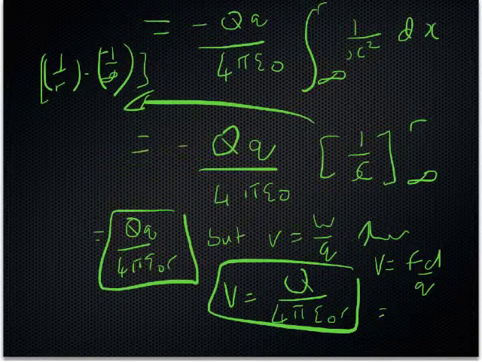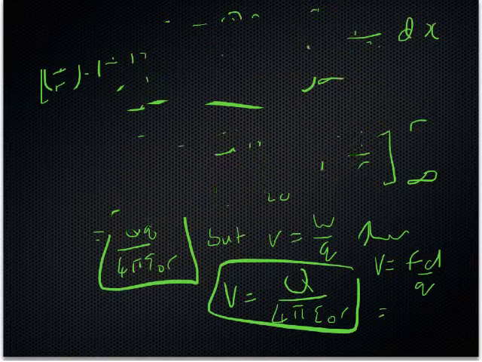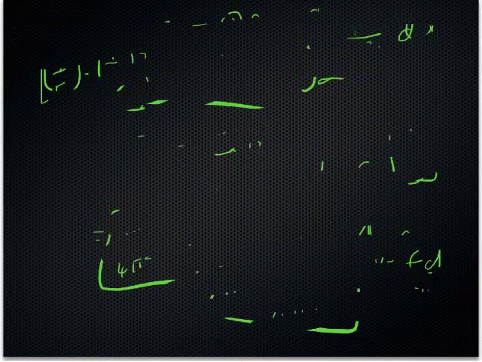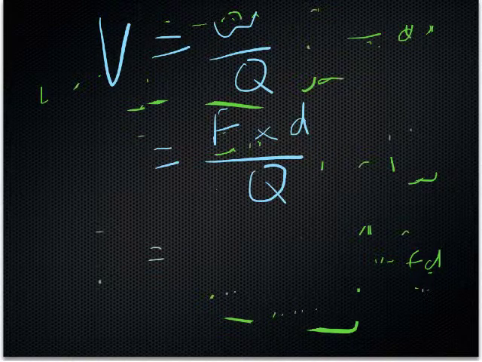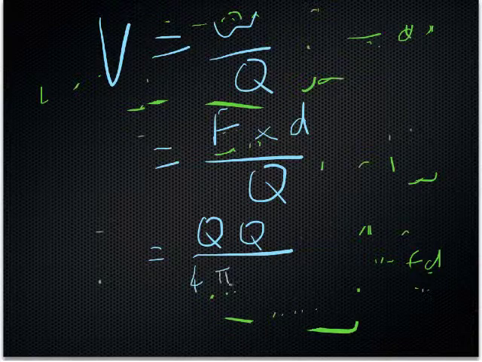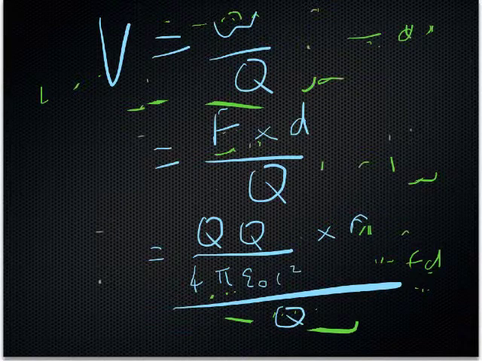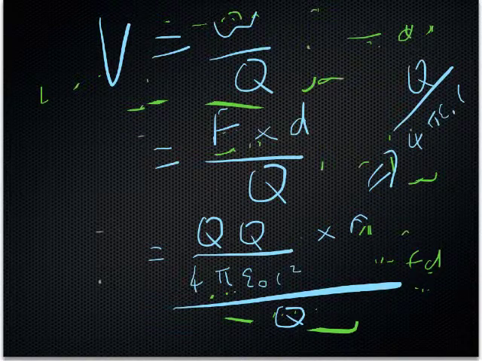Essentially, get rid of all this. All you have to realise is that V equals W over Q, and W is force times distance, over Q. Putting in our Coulomb's law for force, Q over 4 pi epsilon naught R squared, times R, all divided by Q. That simplifies to Q over 4 pi epsilon naught R, which we write in here.